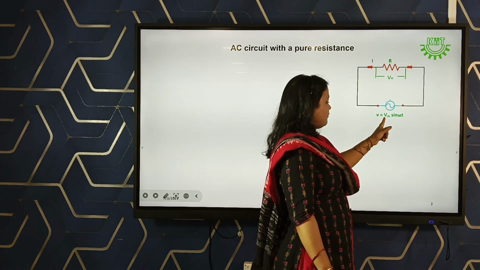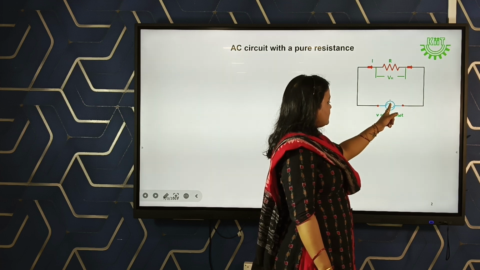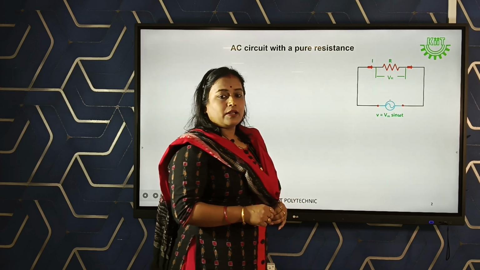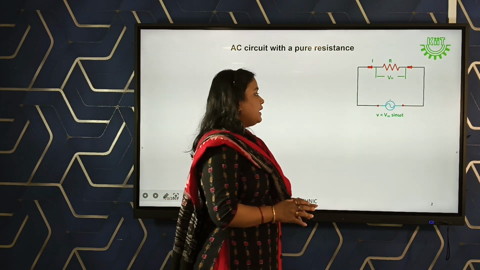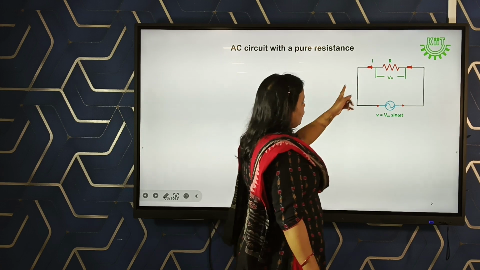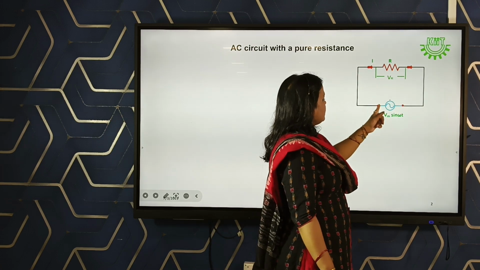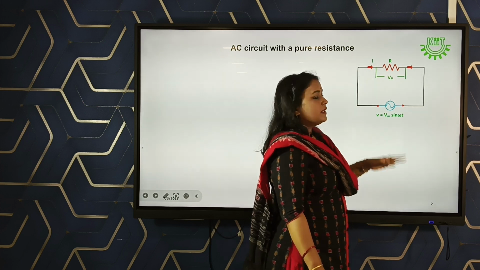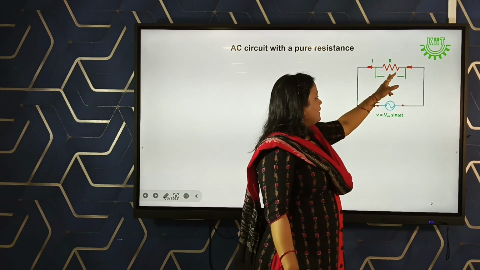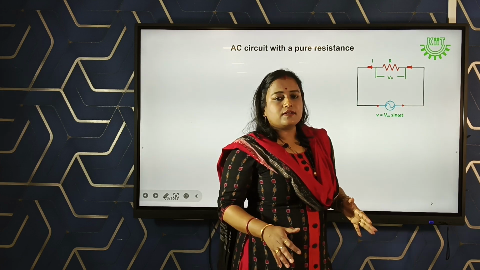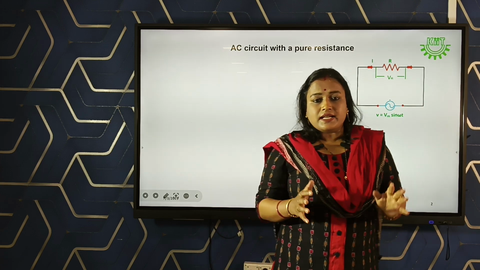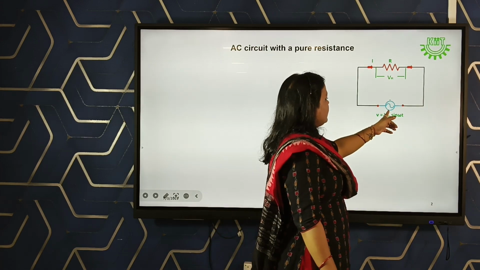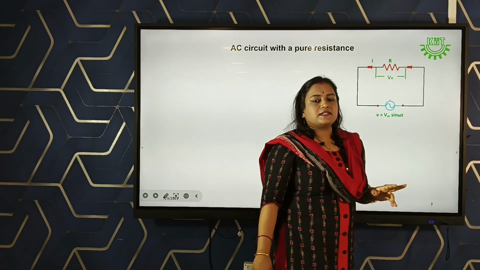From the symbol we can see that this is an AC source, so we can write the instantaneous value of voltage v equal to Vm sin omega t. Here the circuit is closed. From the voltage source we will get our current, which is passing through the resistor. There are no other resistances or elements connected in series or parallel.